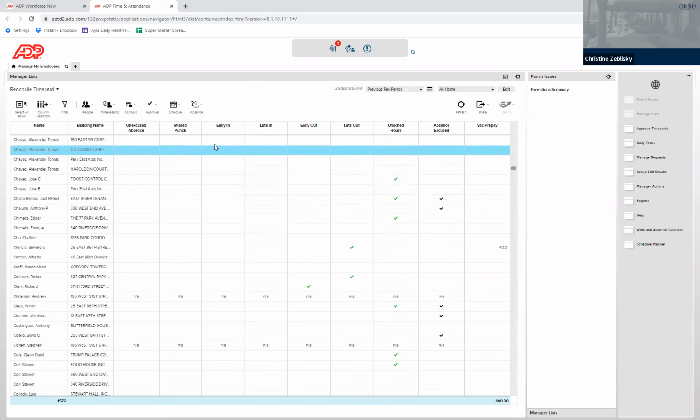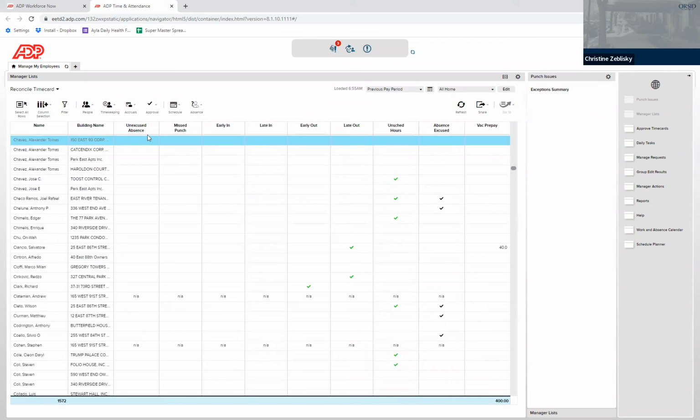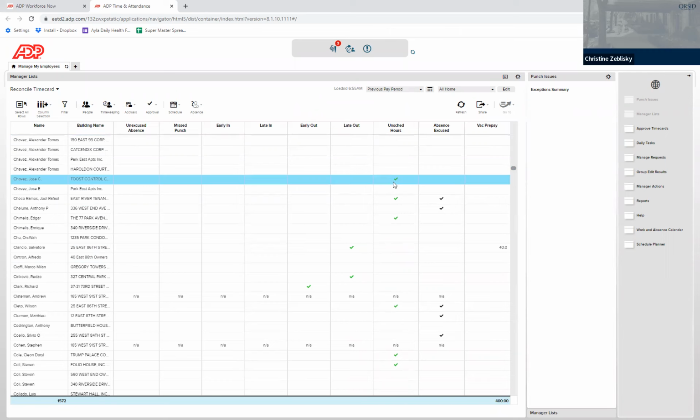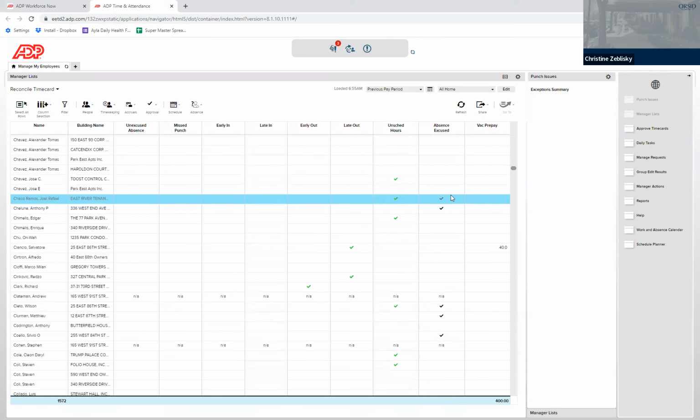You still need green check marks in the first columns up until excused absence. So any unexcused absence, there should be no check marks whatsoever. Missed punch, early in, early out, late out, unscheduled hours, all can have check marks, but need to have them as green. Excused absence would be black to notify you that someone was out for a reason that is allowed. And vacation prepay, if it's being paid out, will show up here to notify that to you as well with the number of hours that are being prepaid.